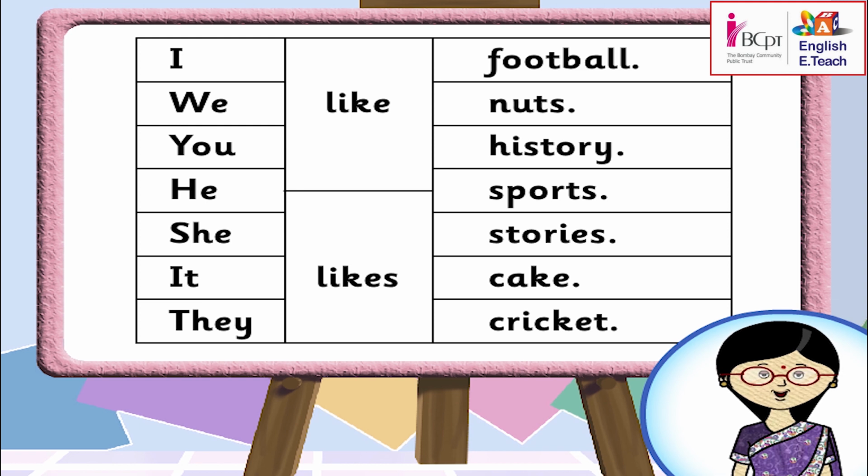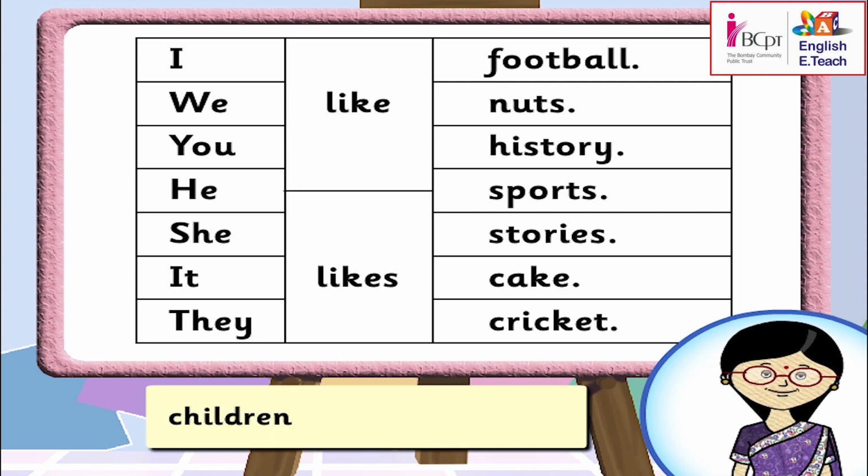Now, let's have a quick exercise. I will say the name of a person, animal, or thing. Choose the correct word from the first column and make a sentence. For example, children. They like cake.